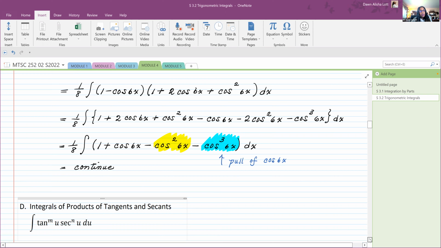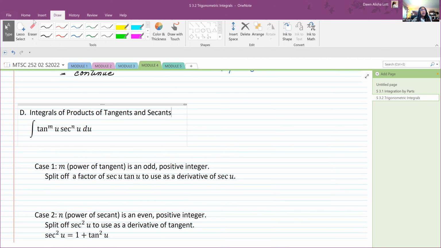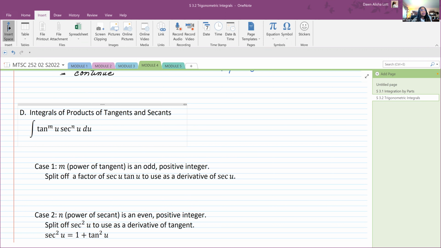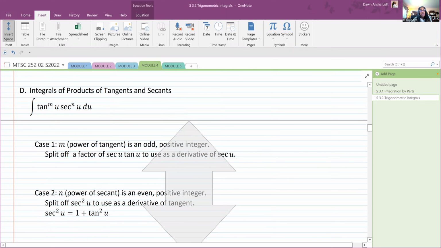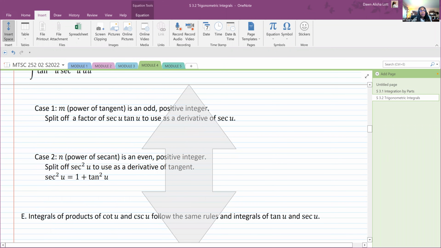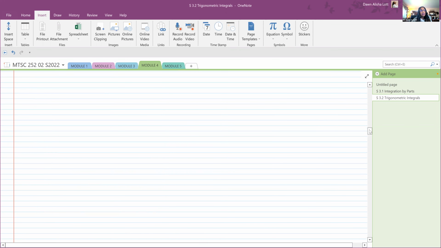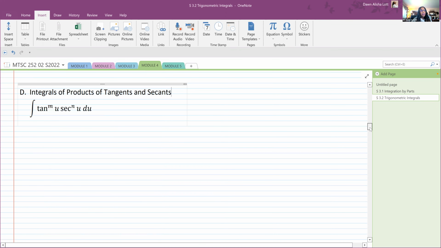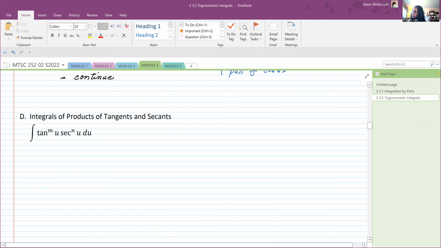So we do integrals of products of tangents and secants. They are lifelong partners. So everything you do with tangents and secants will be in terms of each other.